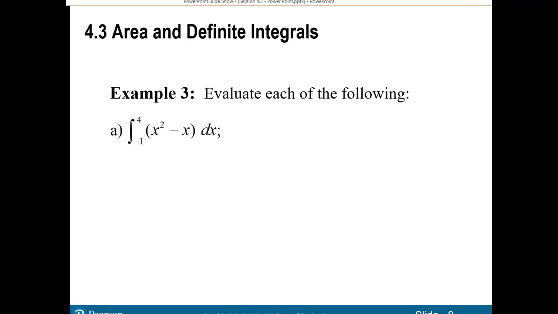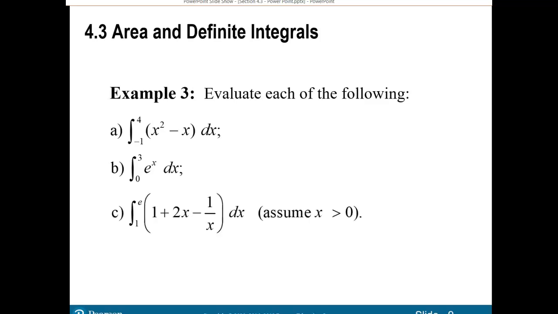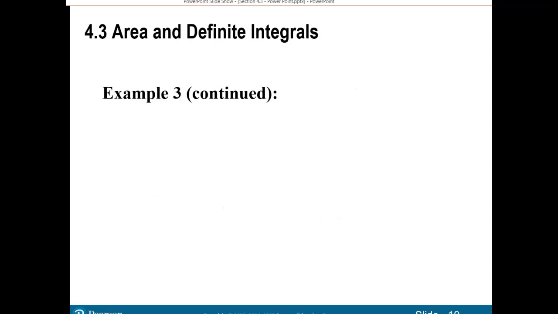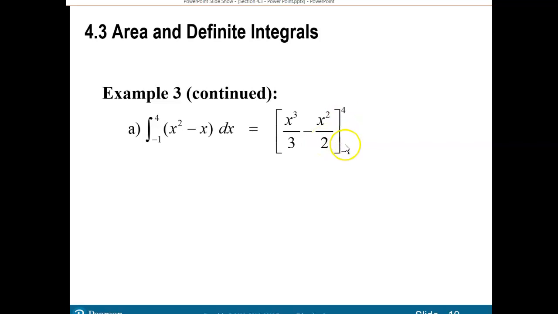All right, so let's try each of the following. The integral from -1 to 4 of x squared minus x dx. The integral from 0 to 3 of e to the x dx. And the integral from 1 to e of 1 plus 2x minus 1 over x dx, assuming x is greater than 0. All right, so part A. So this function, we want its antiderivative, which would be x to the third over 3 minus x squared over 2. Then outside of the brackets, the limits are -1 and 4.